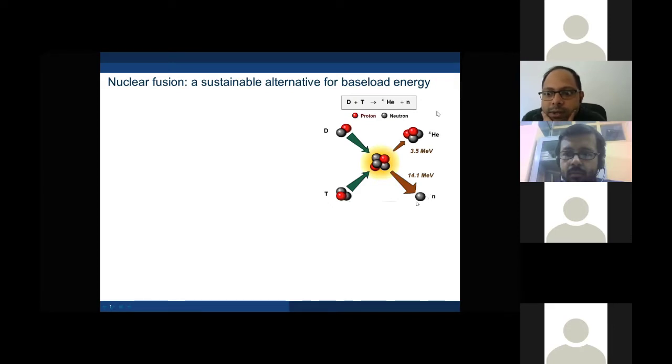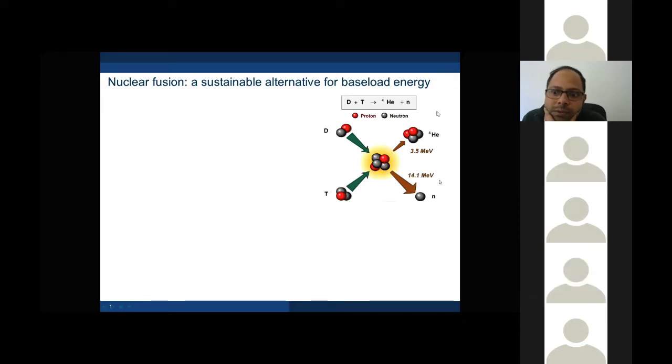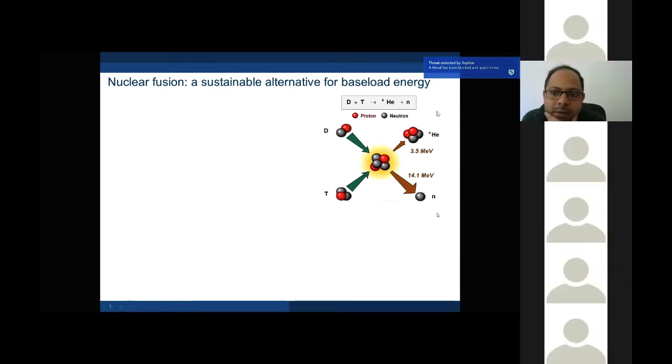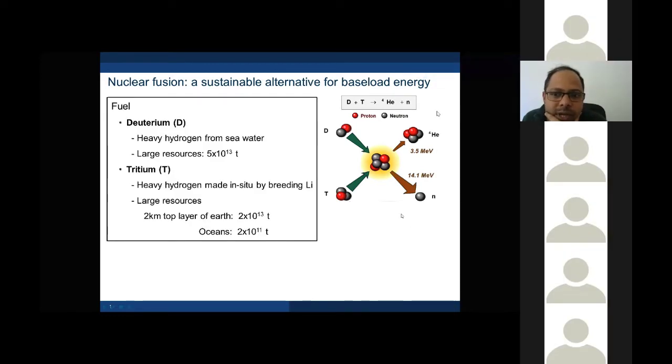Since the neutron is 1/4 the mass of the helium, it gets 80% of the energy, and the aim is to obtain energy from this neutron. We slow the neutron down in something called a blanket, so that its kinetic energy gets converted into heat, and this heat can be used to produce steam and run a steam turbine. Now, where do we get this fuel from?